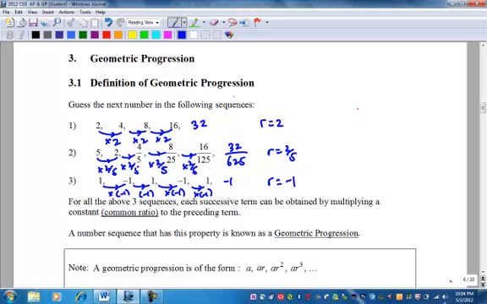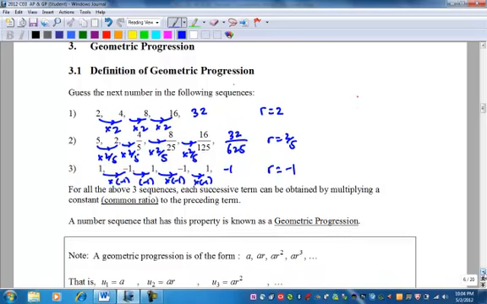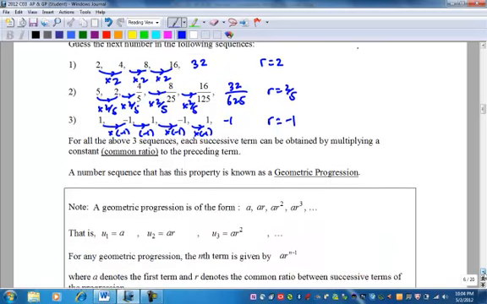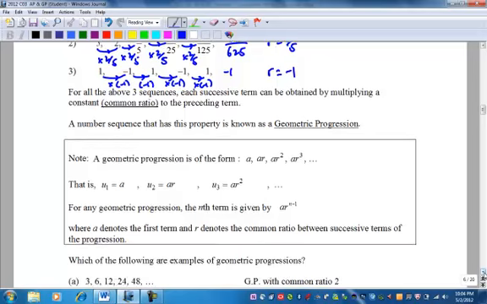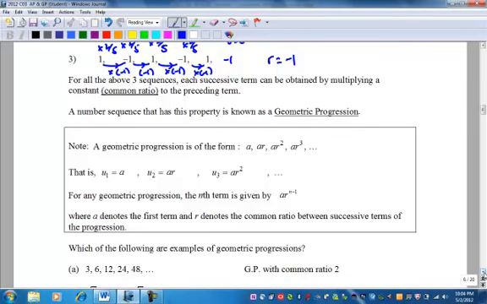How does a general term of a geometric progression look like? If we denote the first term in a geometric progression by A, then the next term is obtained by multiplying R to A. So next term is AR, third term is AR squared, fourth term is obtained by multiplying R to the third term, so it should be AR cubed, and so on.